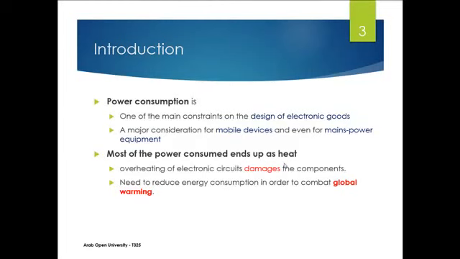So why this? Mainly this is related to the fact that the power consumed usually ends up as heat, and this heating has two implications at the micro level and the macro level. At the micro level, overheating of electronic circuits damages the components of these circuits, and at the macro level, energy consumption has a direct impact on global warming, which is a worldwide issue.